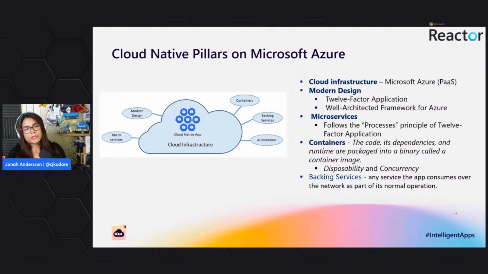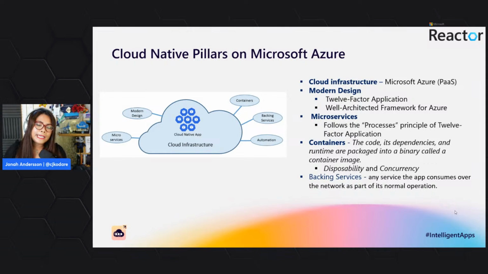So when you think about cloud native, there are several pillars on Microsoft Azure, and probably on other cloud platforms. I'm focused on Azure because that's what I work with every day. But the cloud native pillars: how can you tell if a system is considered cloud native? There are pillars that are common identifiers.